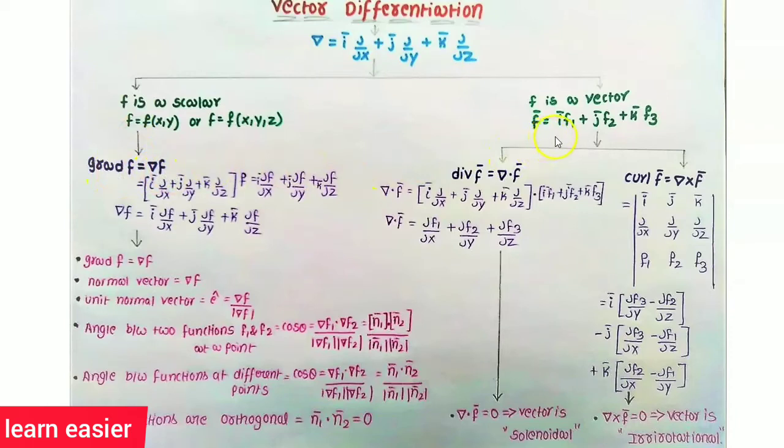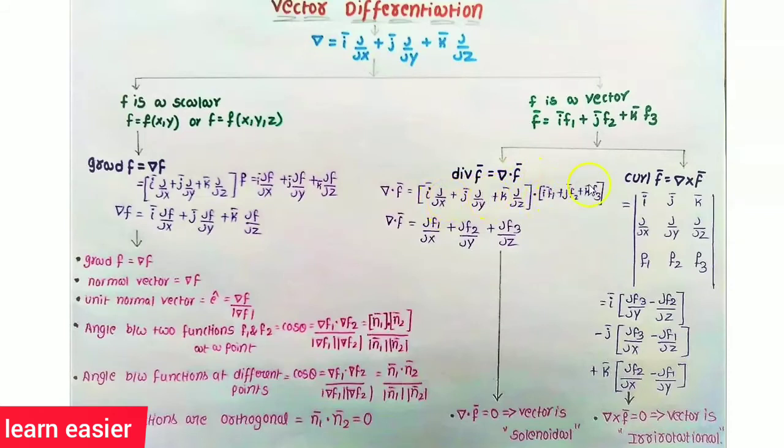Let's see what will happen when the del operator is applied to a vector. When we apply the del operator to a vector, we have two concepts: divergence of f bar, that is del dot f bar, and curl of f bar, that is del cross f bar. These are the two concepts that we have when we apply the del operator to a vector quantity. Here del dot f bar means, what do you mean by del? It is i bar into dou by dou x plus j bar into dou by dou y plus k bar into dou by dou z, dot i bar into f1 plus j bar into f2 plus k bar into f3. What is this? This is f bar.